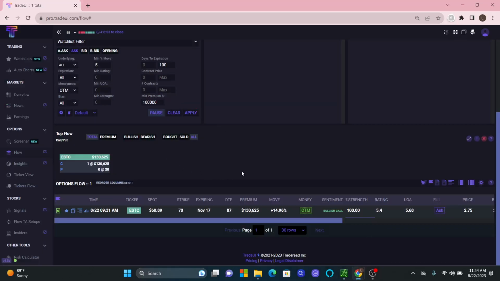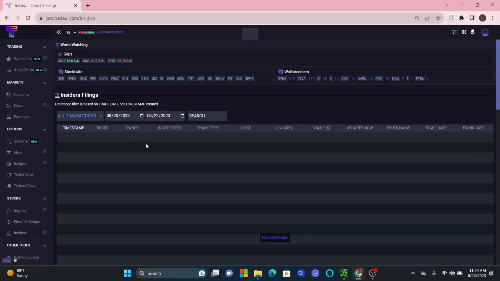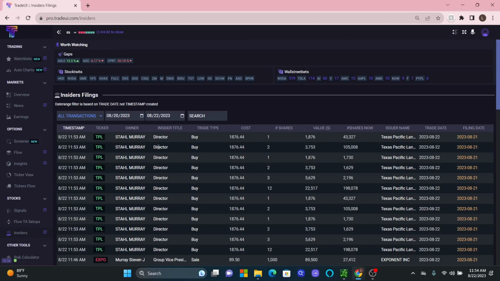But let me show you another tool that we can use to really give ourselves a trading advantage. And that's going to be over on the stocks section. We're going to go to insiders. What insiders is, this shows us all of the inside trading going on within a company. The CEOs, directors, different investment groups buying these stocks or selling these stocks.